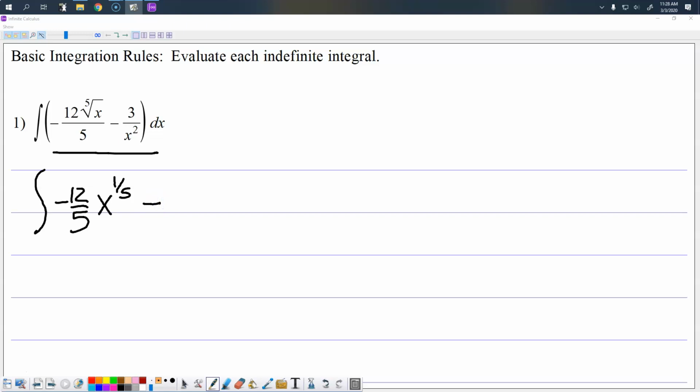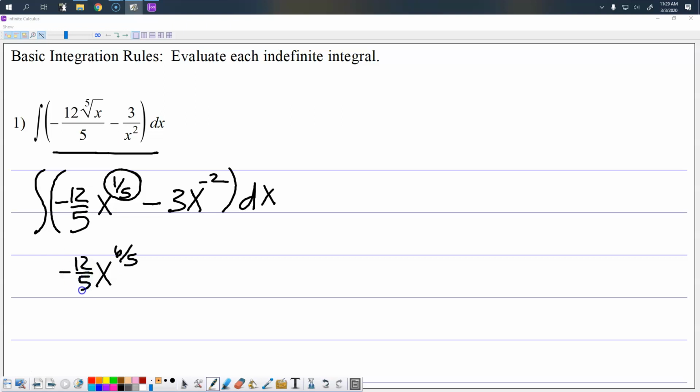Whenever you have a variable in the denominator, you're going to bring it up to the numerator and change it to a negative. And then from there, you just use your power rule. The power rule is you add 1 to the exponent. So if you add 1 to 1/5, you end up with 6/5. And then you also divide by that number. But when you divide by a fraction, that's the same thing as multiplying by the reciprocal.